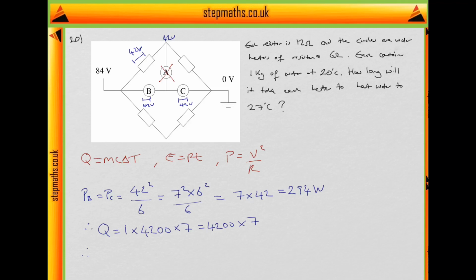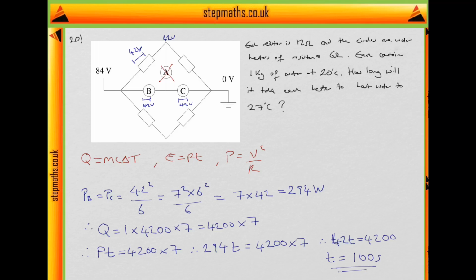So we require that for some time t, we know power times time is energy, so it's going to flow for some time t, and we require that to be equal to 4,200 times 7. Well, therefore we want 294 t to be equal to 4,200 times 7. We know 294 t is 7 times 42 t, so we can cancel off the 7s and get that therefore 42t is equal to 4,200, or t is equal to 100 seconds. So this means that heaters B and C take 100 seconds.